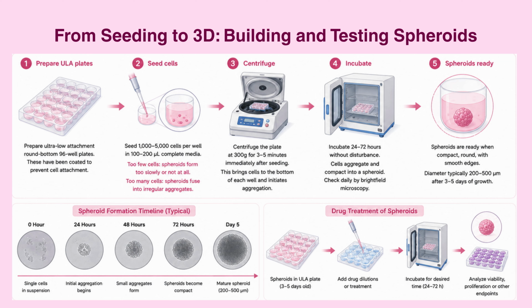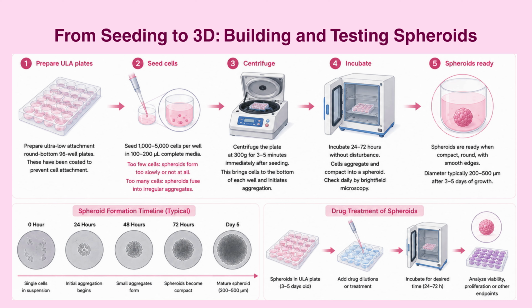2. Seed 1,000 to 5,000 cells per well in 100 to 200 microliters complete media. Too few cells: spheroids form too slowly or not at all. Too many: spheroids fuse into irregular aggregates. 3. Centrifuge the plate at 300 grams for 3 to 5 minutes immediately after seeding. This brings cells to the bottom of each well and initiates aggregation.